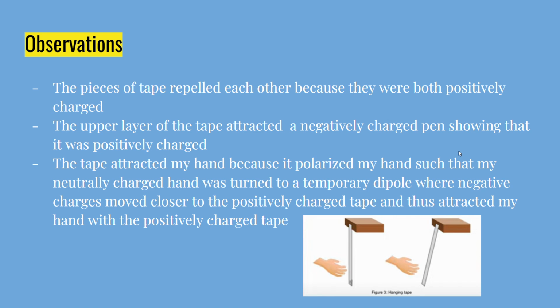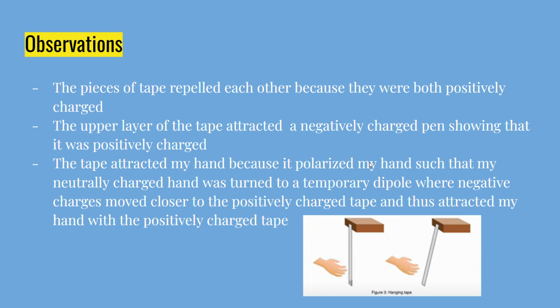So, our observations: each piece of tape repelled the other because they were both positively charged. We said that they lost electrons when being ripped by the third piece of tape. The upper layer of tape attracted a negatively charged pen, showing that it was positively charged. This pen had an excess of electrons, making it negatively charged, and of course we were able to see that it did not take electrons from the third ripped-off piece of tape, because it attracted this.